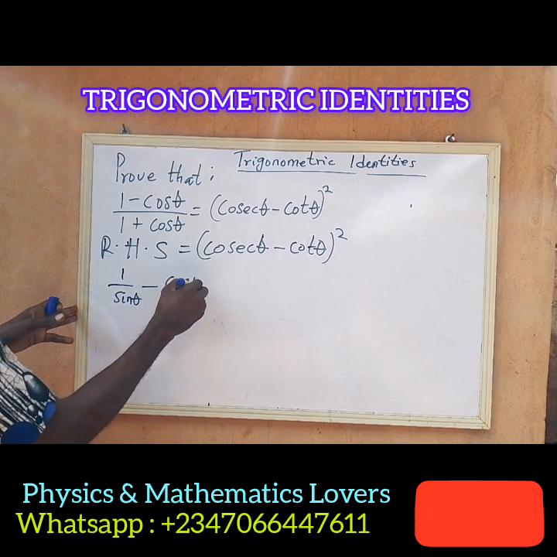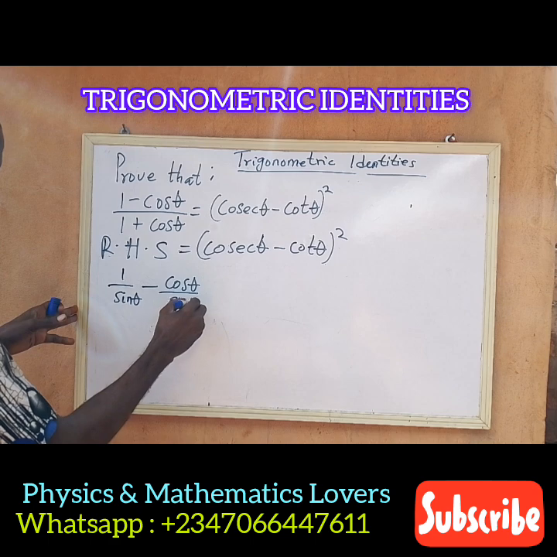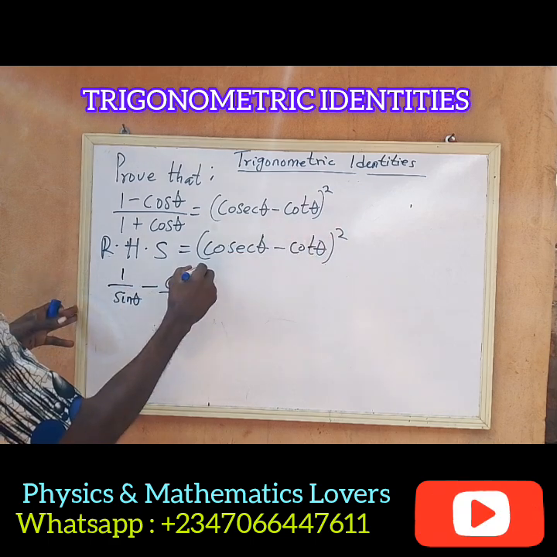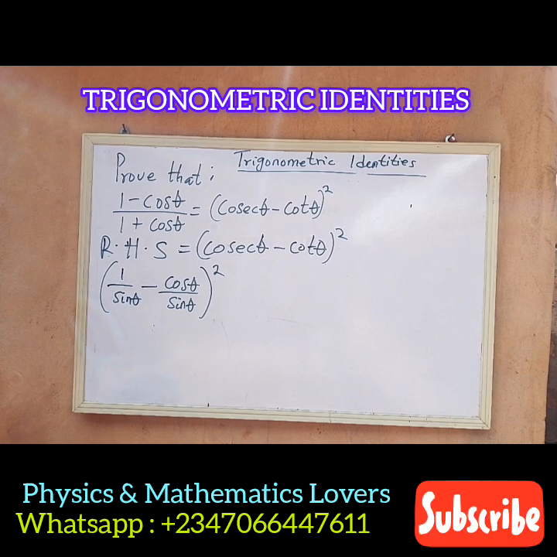Cos theta over sine theta. Now, because of the square, we square all. Let us first of all evaluate what's inside the bracket before we can carry out the square.